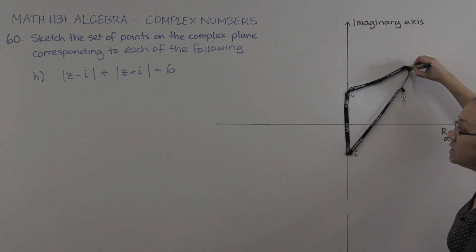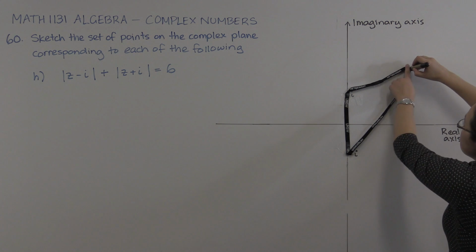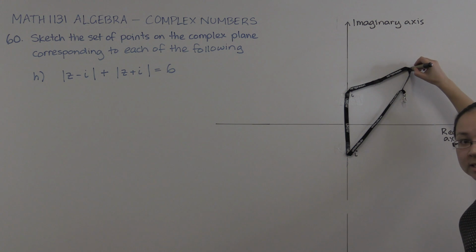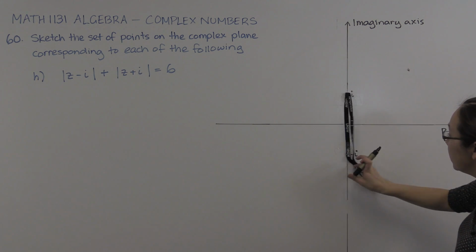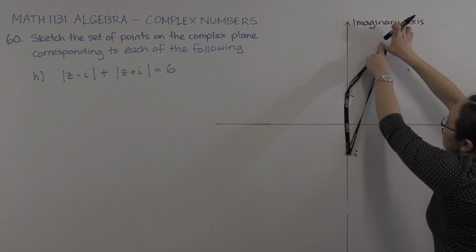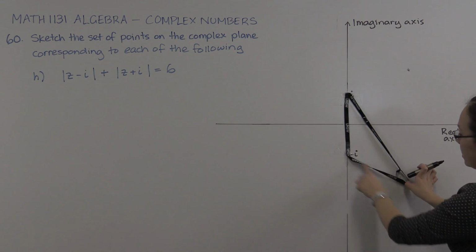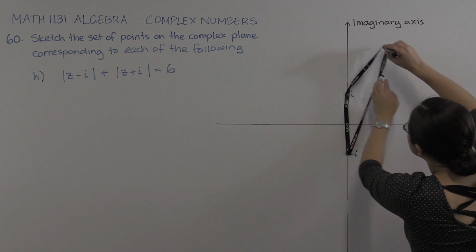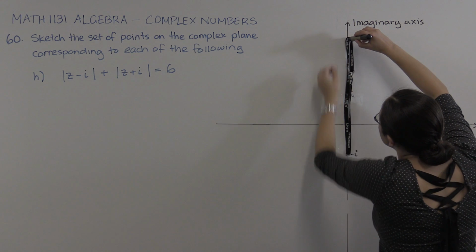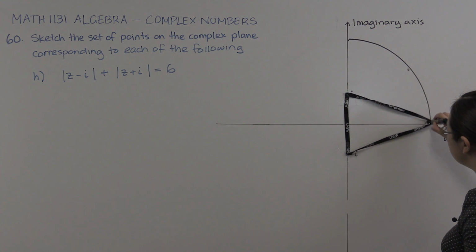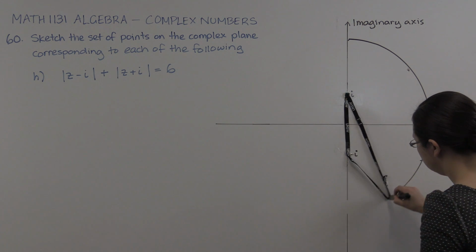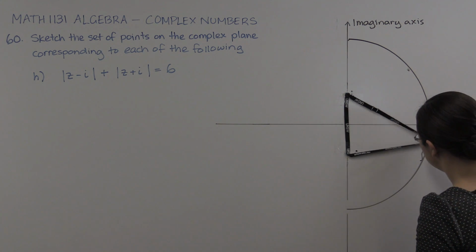That's going to be a point that we need to sketch because that's the distance from I to a point Z plus the distance from minus I to a point Z is equal to 6. Okay, so I really want all the points where that adds to 6. There's a point over here where this adds to 6. So my sketch overall is just going to be what happens when I put my pen in here and I sketch all the points, if I can. So all these points here.